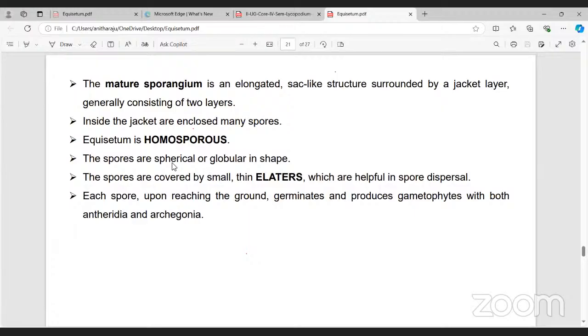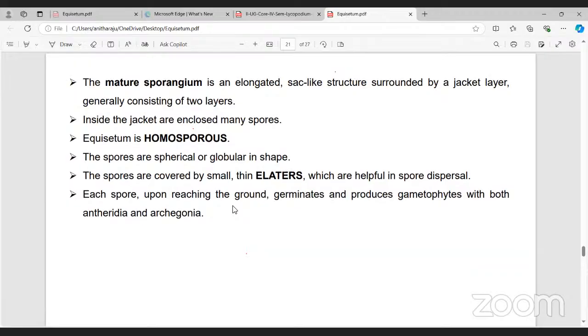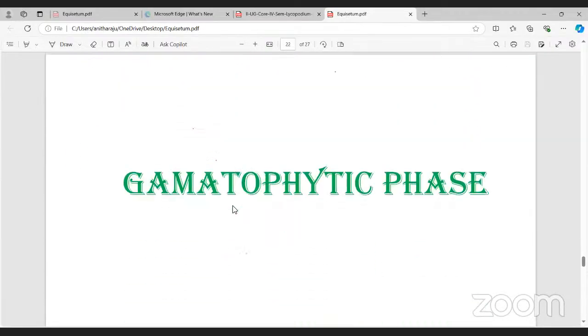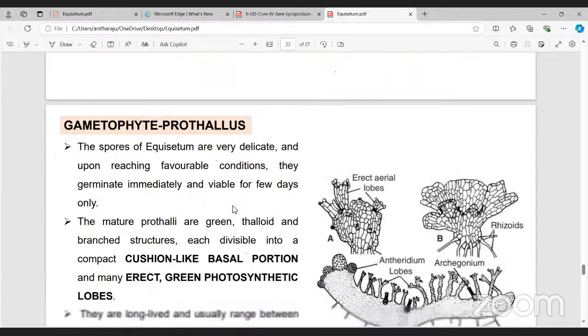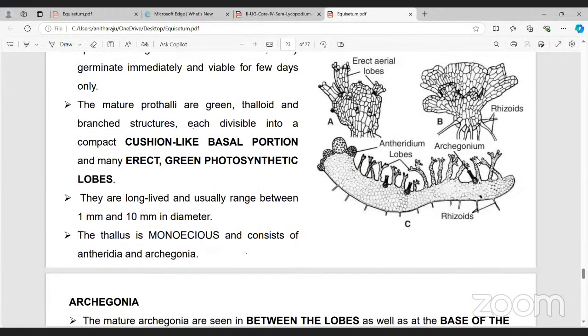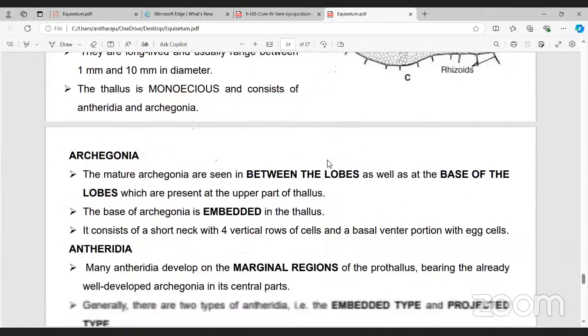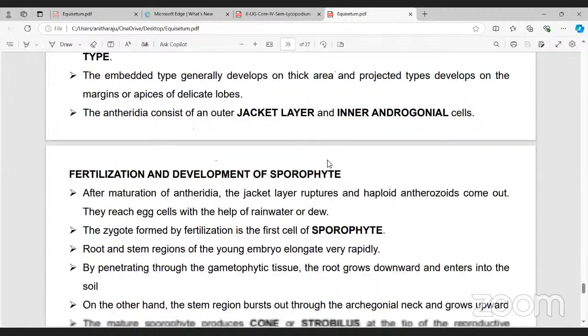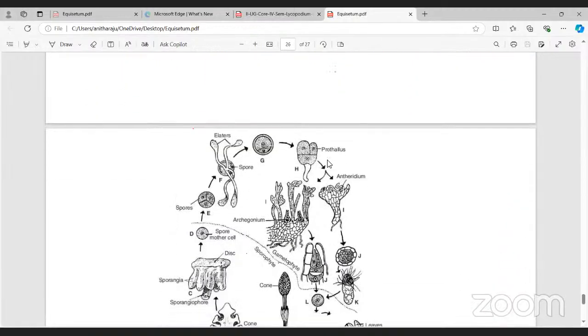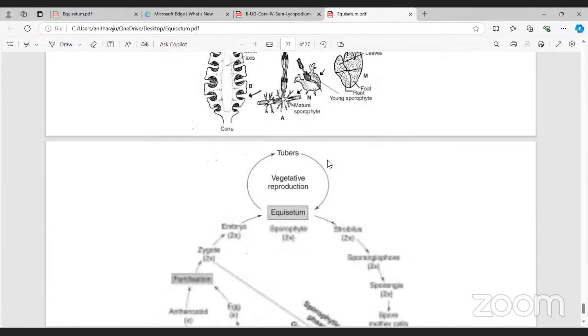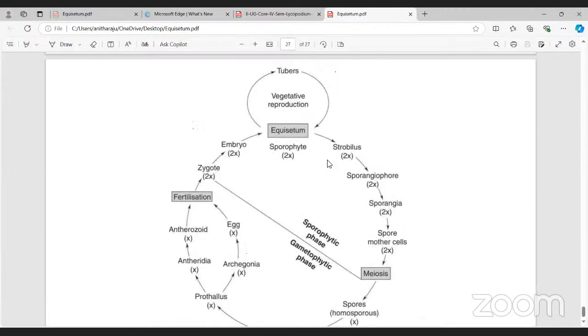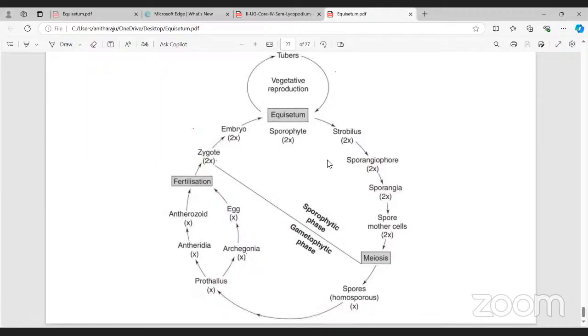Here is another important character: the spores are covered by small thin elaters. Elaters, as you already heard in Marchantia. So in this also, spores with elaters are present. These are helpful for spore dispersal. Inside the sporangia, elaters are present, and the gametophytic phase you know already. This is the gametophyte, with antheridia, archegonia and fertilization, similar with no changes. Take a picture of this life cycle; no need for the diagram, just the matter is enough.